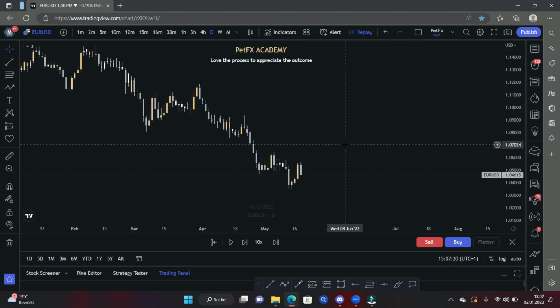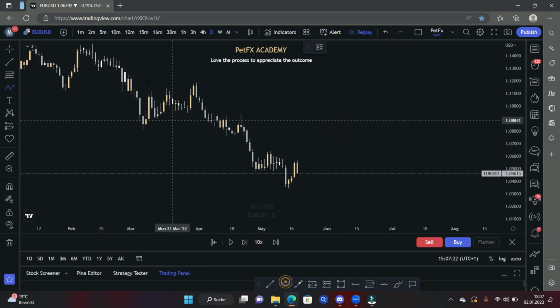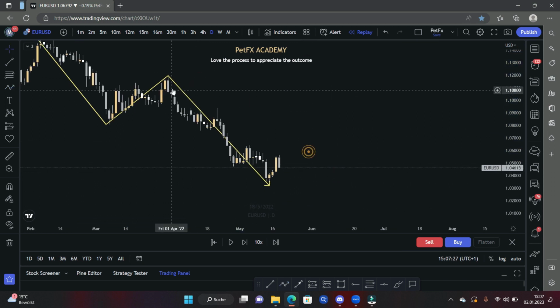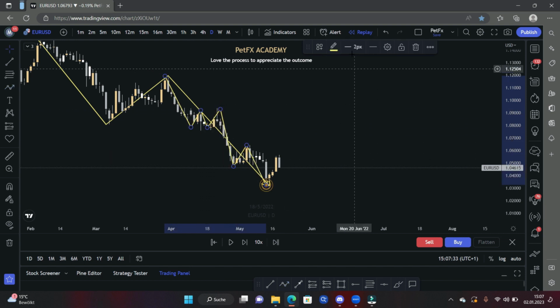So if we look at this example here, where I said, okay, we have this leg, this leg, this leg to this leg, and our inner structure is still bearish, right, because we keep making lower highs and lower lows, okay? Let me just use red.